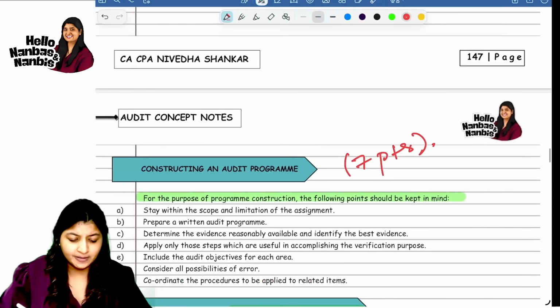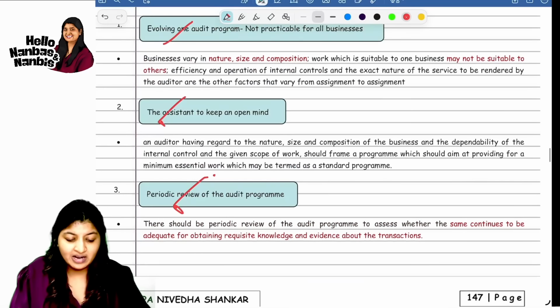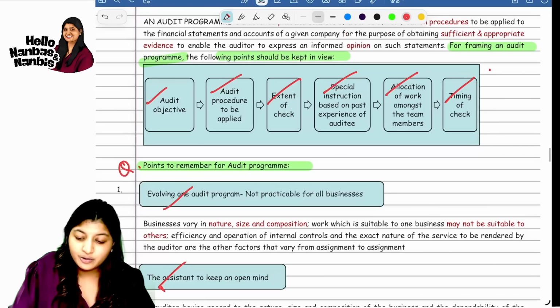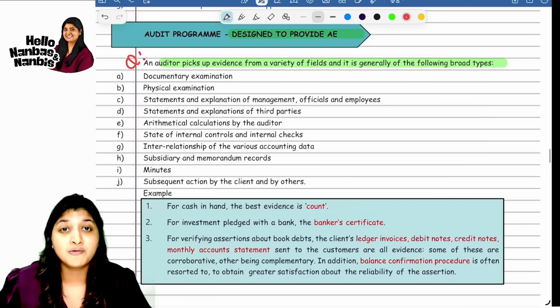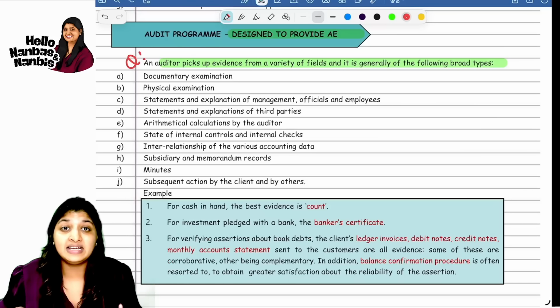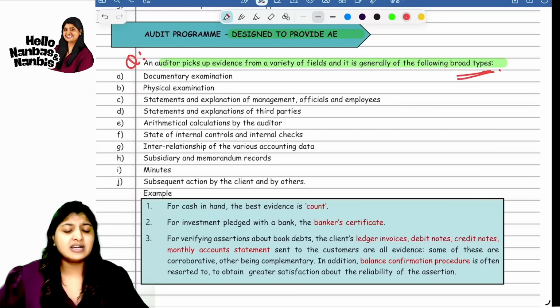Are you understanding how they will ask? This can be a question. This can be a question, whatever I have given in green. This can be a question and this also can be a question. Be really careful when they ask audit program question. Understand what he is asking. So what are the following broad types?